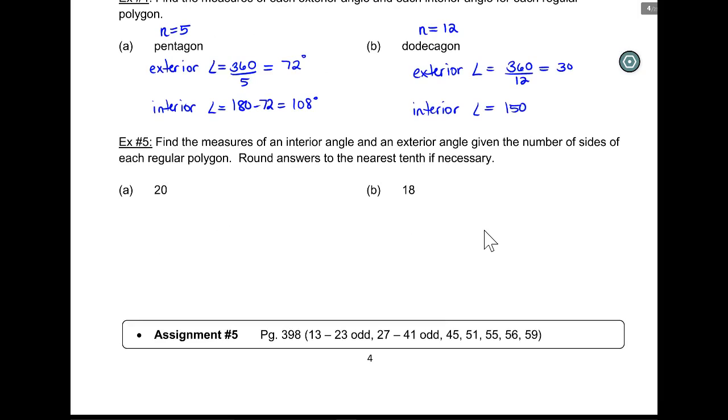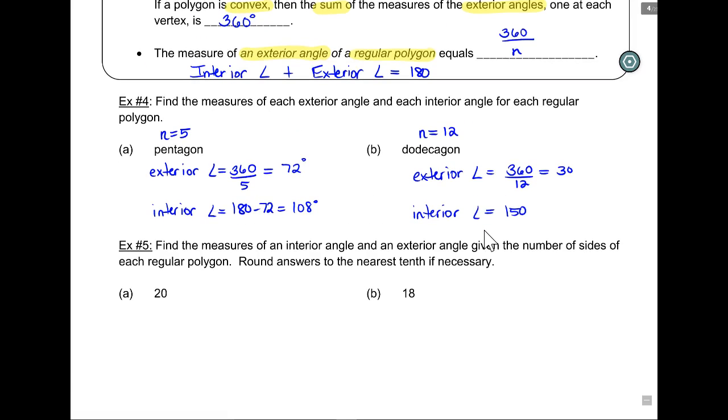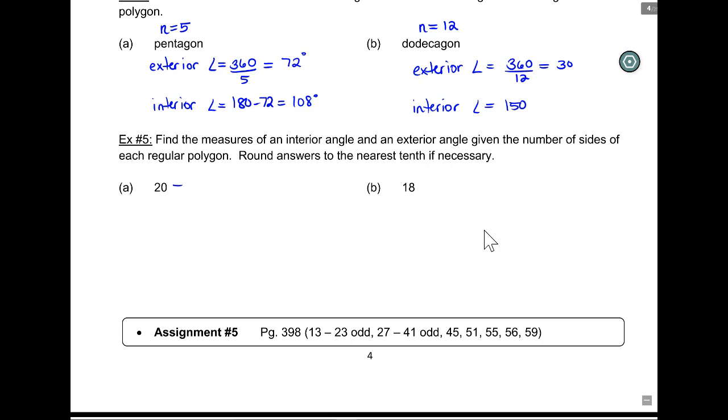Okay, the last example, find the measures of an interior angle and an exterior angle given the number of sides of each regular polygon. So this is basically the same exact example, the only difference is this one I gave you the names. Here I gave you n equals 20. So I'm going to do the same thing. Exterior angle is 360 divided by 20. So 360 divided by 20 is 18. And so therefore my interior angle is 180 minus 18. So 180 minus 18 is 162.